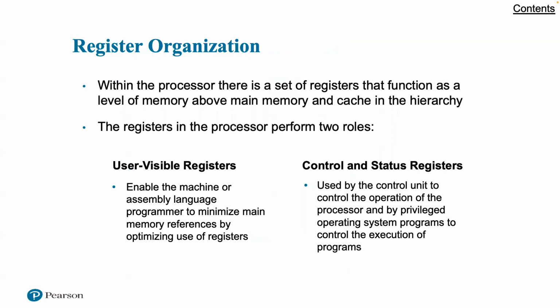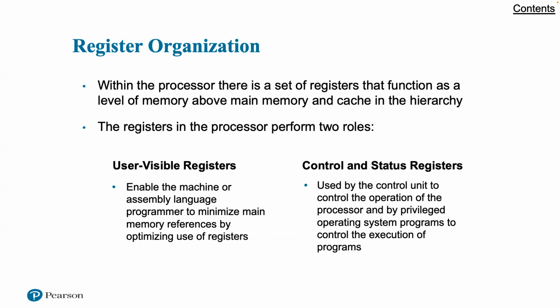And as you may recall back in chapter 4, we discussed that a computer system employs a memory hierarchy. At higher levels of the hierarchy, memory is faster, smaller, and more expensive per bit. Within a processor, there is a set of registers that function as a level of memory above main memory and cache in the hierarchy. The registers in the processor perform two roles. There are user-visible registers, which enable the machine or assembly language programmer to minimize main memory references by optimizing use of registers.